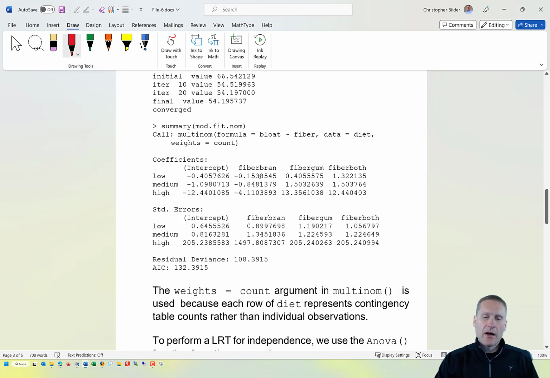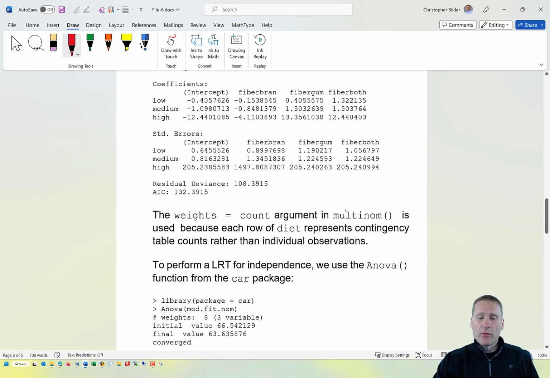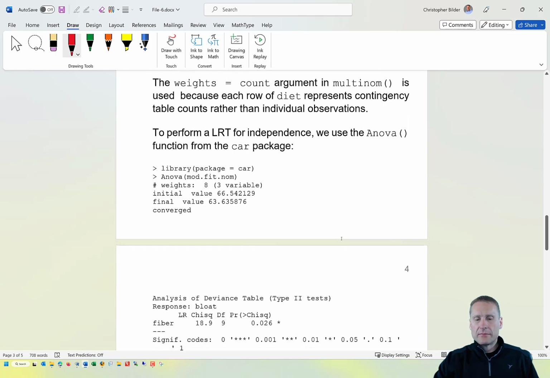So I estimate the model. Notice that it says converge there. And so here's the corresponding estimated regression parameters. For example, here would be beta hat 2,1. I have the corresponding standard error, so we have the square root of the estimated variance of beta hat 2,1 right there. And so the output looks very similar to what we've seen before.